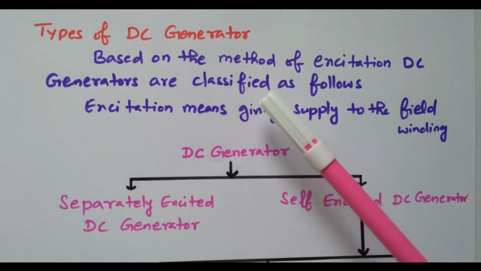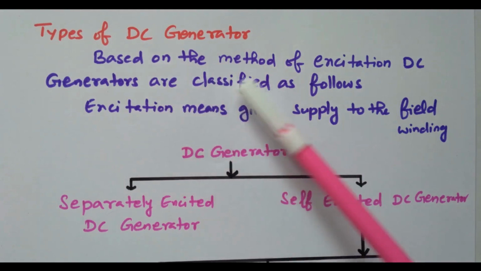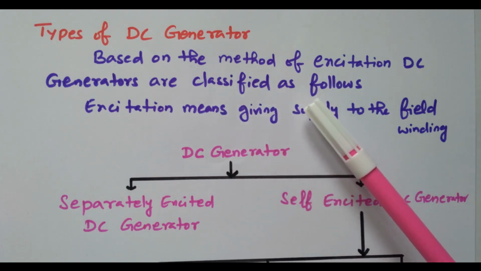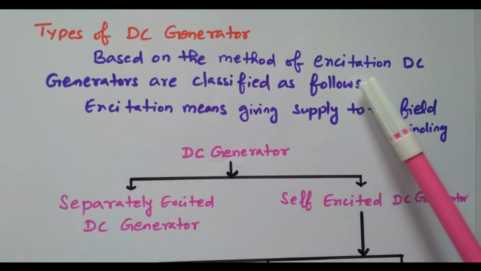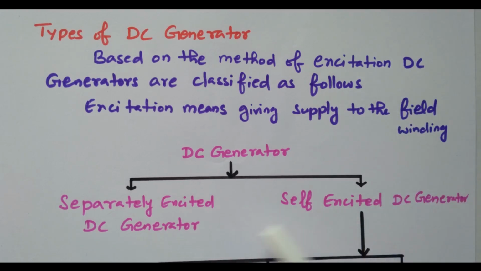Now we'll go to the topic. So the types of the DC generator. Based on the excitation, DC generators are classified as follows. The classification is based on the excitation given to the DC generator. Excitation means the supply given to the field winding in order to make it a magnetic field. In that there are two types available, separately excited or self excited.